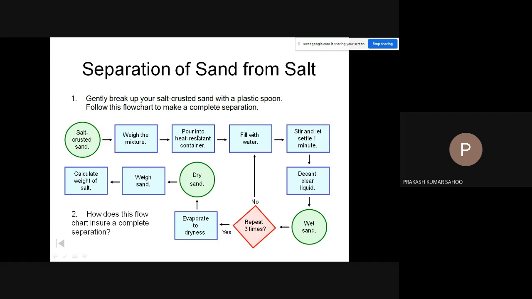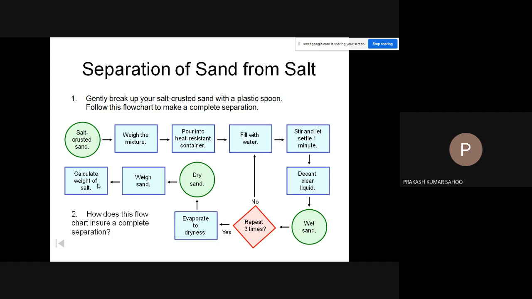wet the mixture, pour into a heat resistant container, fill with water, stir and let settle for 1 minute, decant the clear liquid, wet the sand, repeat 3 times. If no, then continue this process. If yes, evaporate, dry the sand, weigh it, and calculate the weight of the salt.